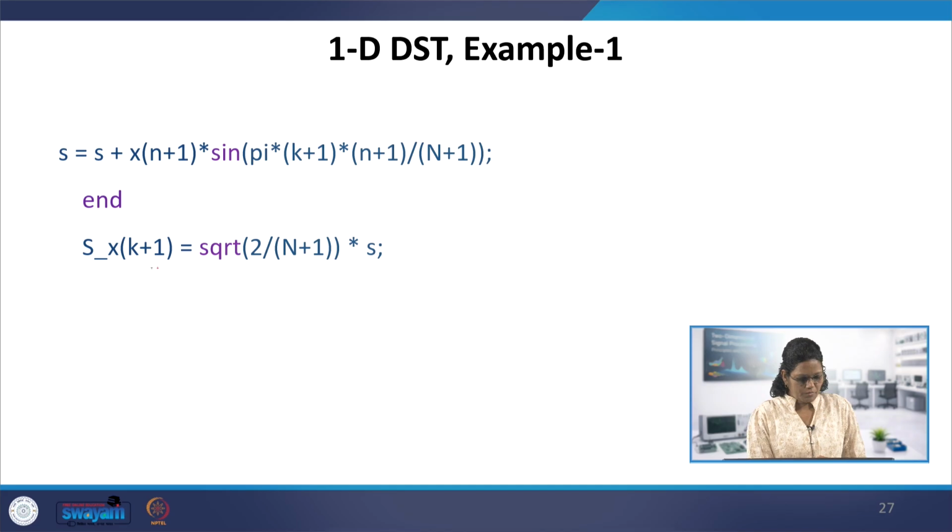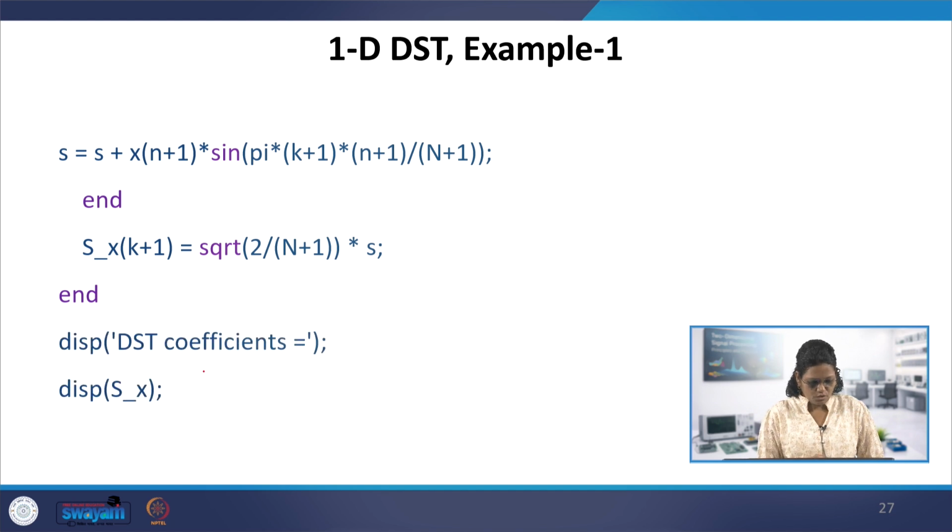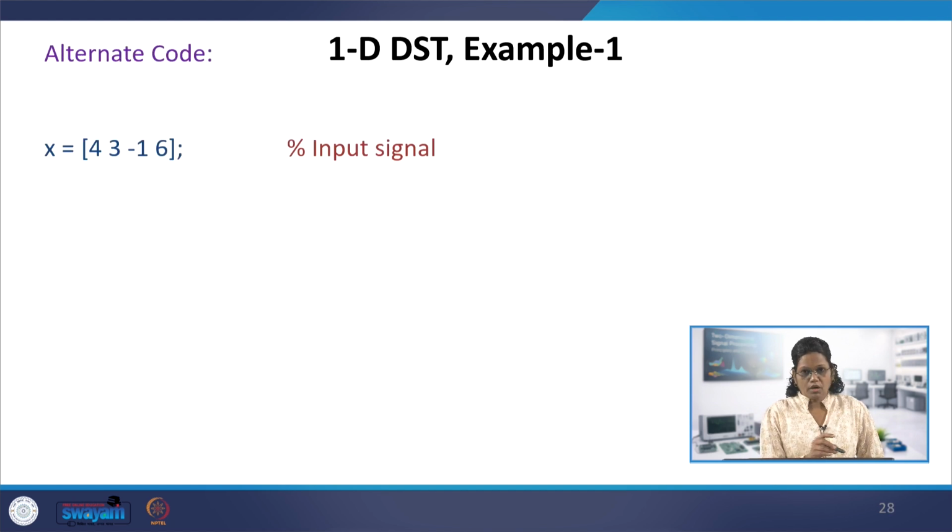So from this we can get the coefficients, and this s gets multiplied by square root of 2 by n plus 1, because it is used in both the transforms, forward and inverse. So this X of k plus 1 gives the coefficients of the DST. So the DST coefficients can be displayed. That is one way of obtaining the DST, using the equation straightforwardly.